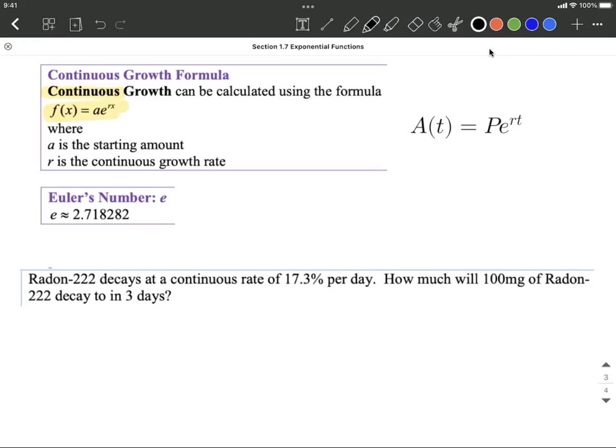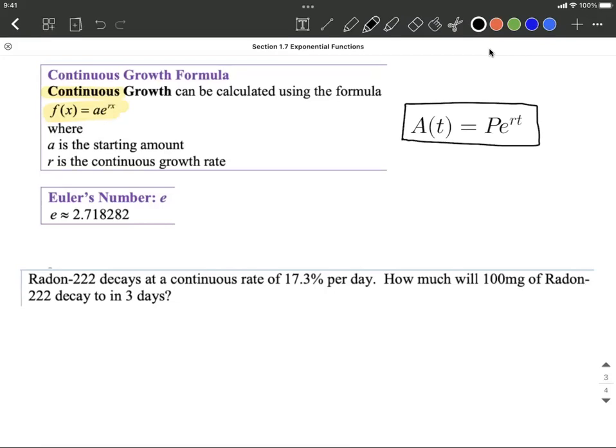Now I went ahead and brought up this other formula that's used more so in banking, where P is the starting amount also. It's called the principal in banking problems. A is the accumulated amount, like what you end up with. E is a number, R is rate, and T is time. So you may have seen the same formula, just written with different letters in the past.